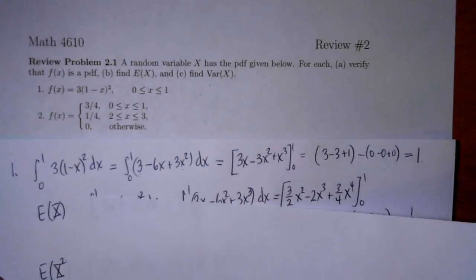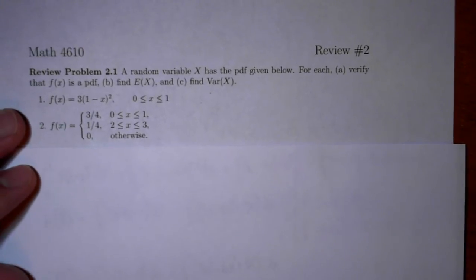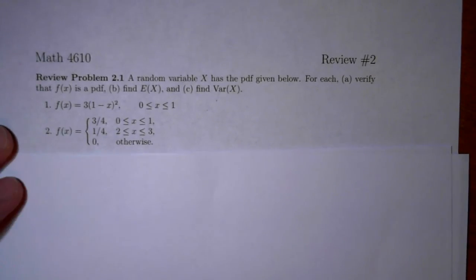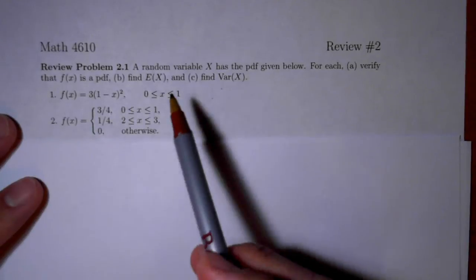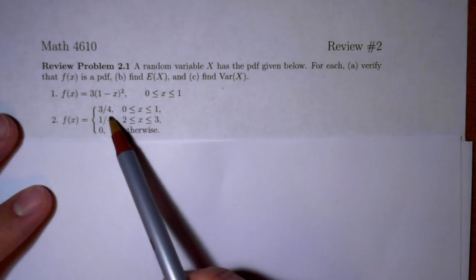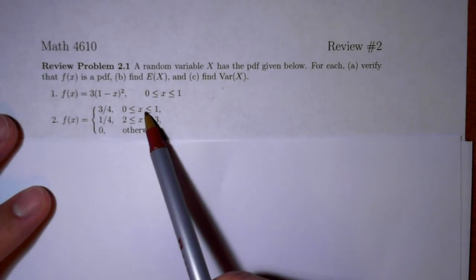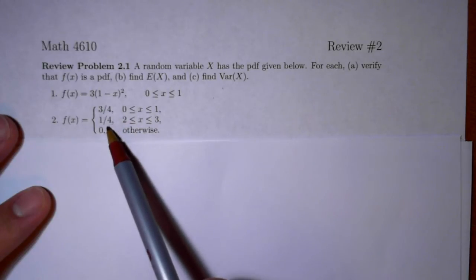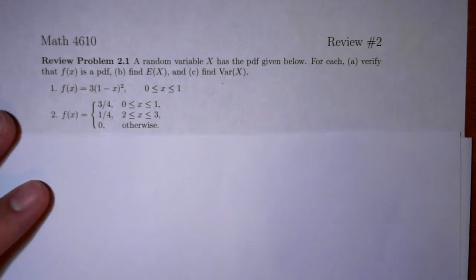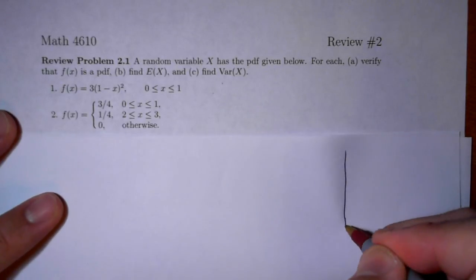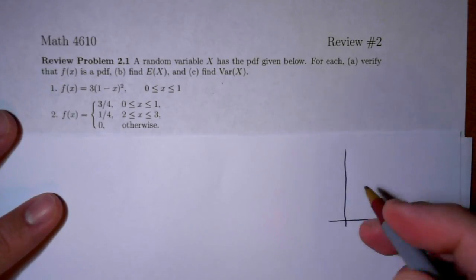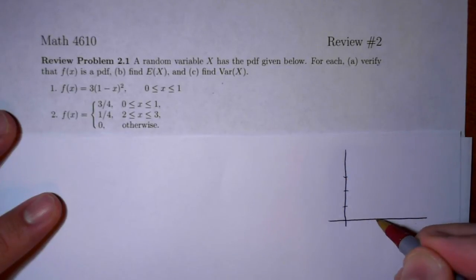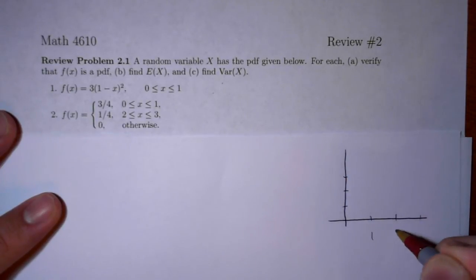Now for part 2 of this problem, we do the same kind of calculation for this piecewise defined function, where between 0 and 1, the value is 3/4. Between 2 and 3, the value is 1/4, and 0 otherwise. So before doing any calculations, let me just draw the picture just to see how this looks. So 1/4, 2/4, 3/4, 1, 2, 3.